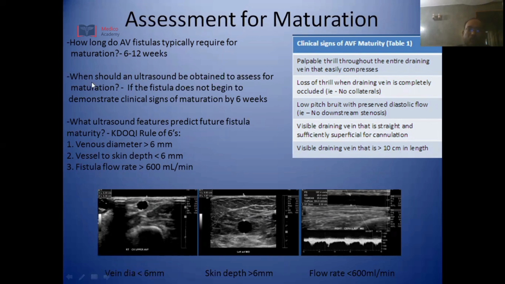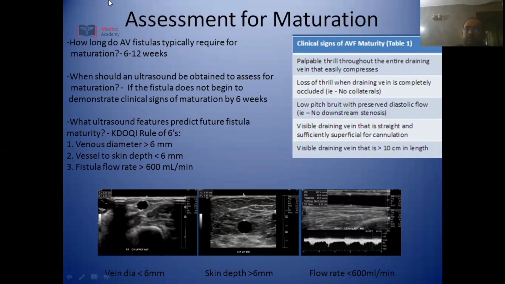To assess the maturation, how long does the fistula typically require for maturity? It is basically 6 to 12 weeks. When should an ultrasound be obtained to assess for the maturation? If the fistula does not begin to demonstrate clinical signs of maturation by 6 weeks, you should do an ultrasound to see what the abnormality is. What ultrasound features predict the future fistula maturity? That is by the KDOQI rule of 6: when the venous diameter is more than 6 mm, vessel to skin depth is less than 6 mm, and fistula flow rate is more than 600 ml per minute.